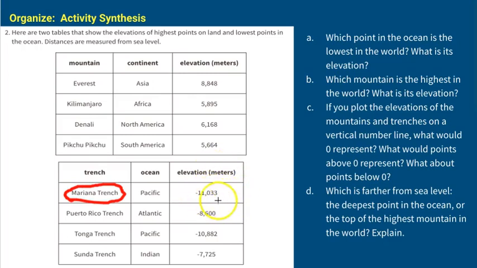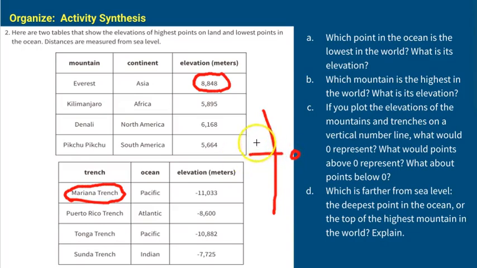So since it's 11,000 meters, that's 11 kilometers below sea level. Which of the mountains are the highest? Yeah, Mount Everest is the highest at 8,848 meters above sea level. So if we plotted these on a vertical number line, what's 0 going to represent? Yeah, that's sea level, right? So sea level is the 0 point where we kind of consider the base level.